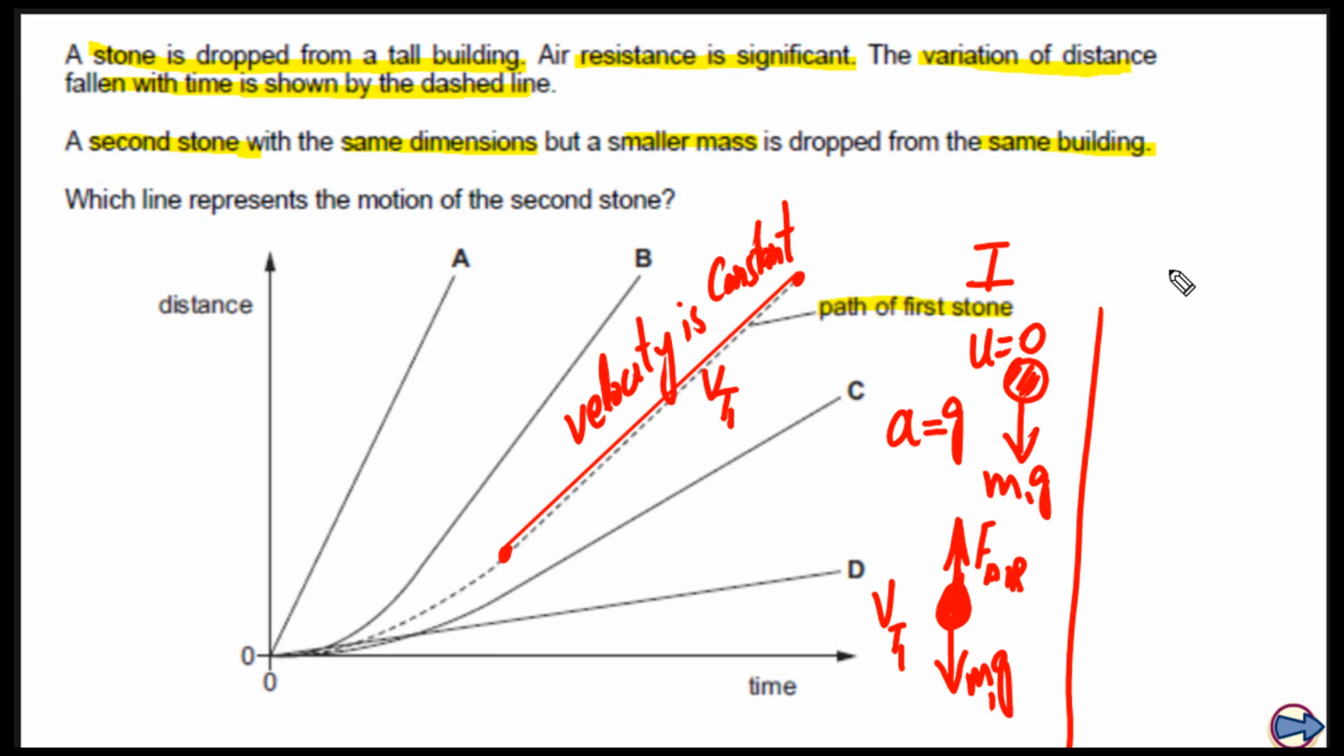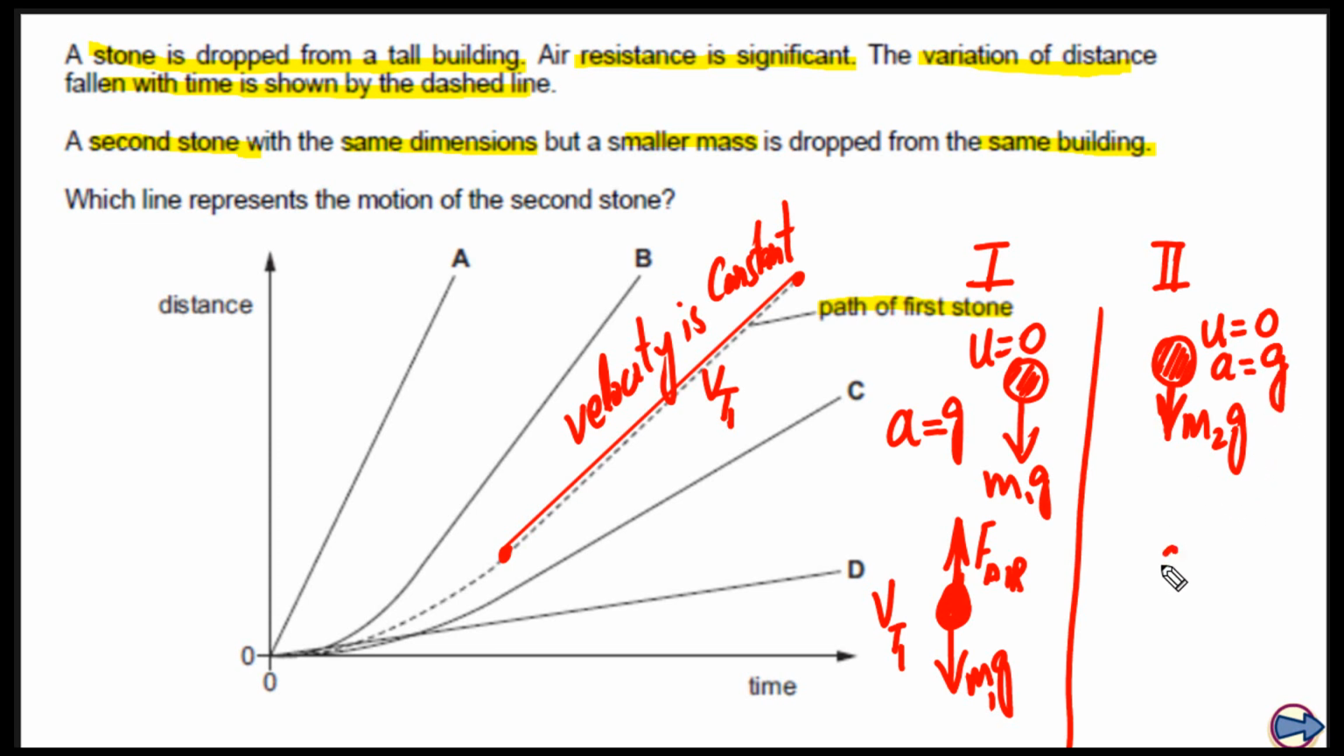But let's try to understand the second stone now. The second stone has the same dimensions, but its mass is less. We can say its weight is m2g. It is also dropped, so u is equal to 0. At this point, the net force acting on the stone is its weight, mg, so we can say a is equal to g.